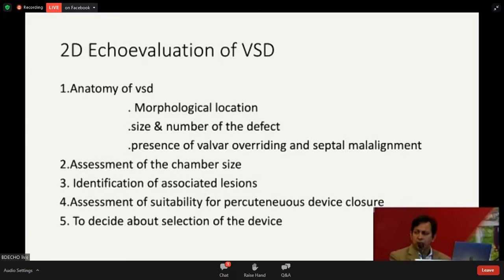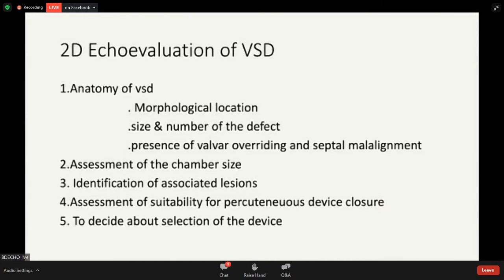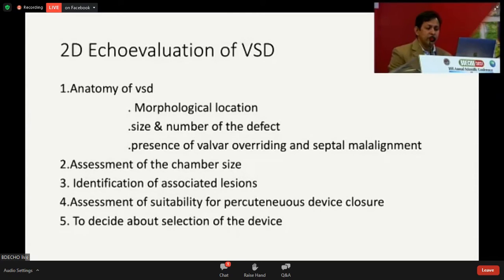What we see with echocardiography for device closure is the anatomy of the VSD, like morphology, morphological location, and size and number of the defects, and presence of valvular overriding or septal malalignment. Number 2, assessment of the chamber size, identification of the associated lesions, and assessment of suitability for percutaneous device closure, and to decide about the selection of the device.